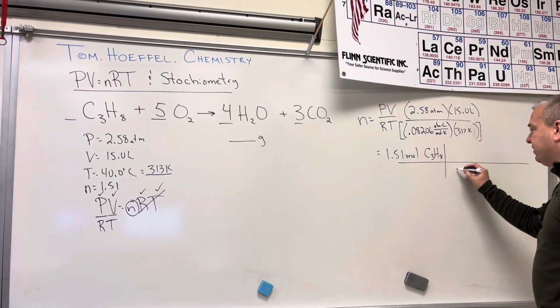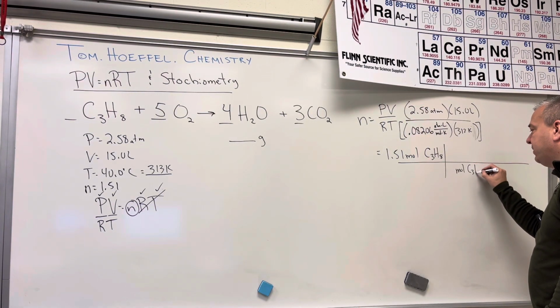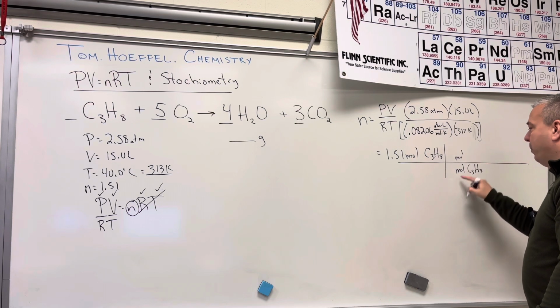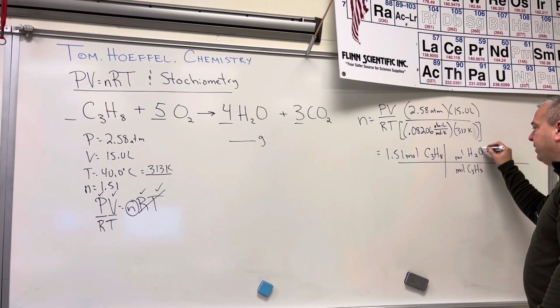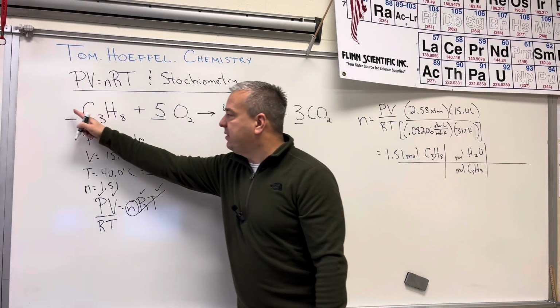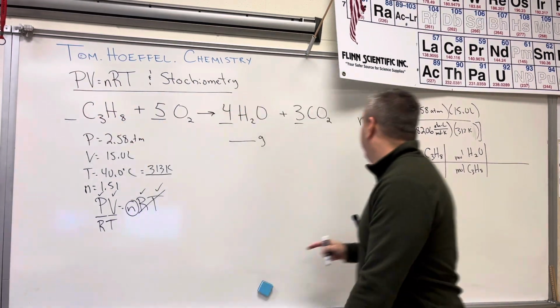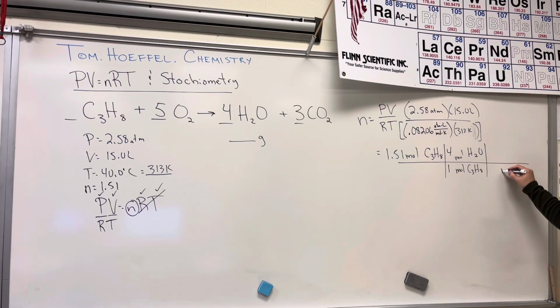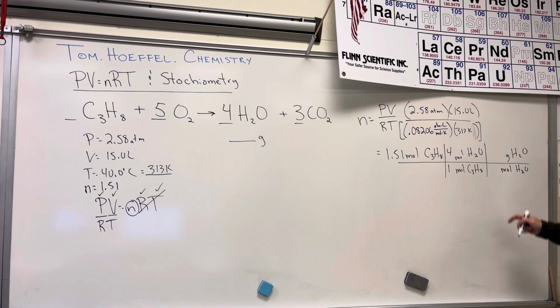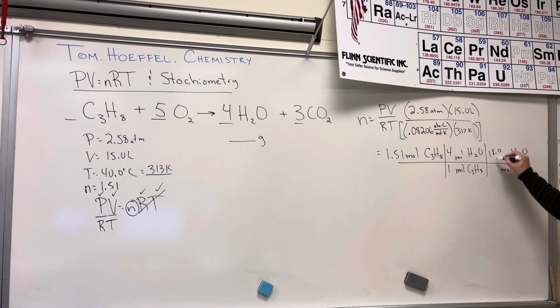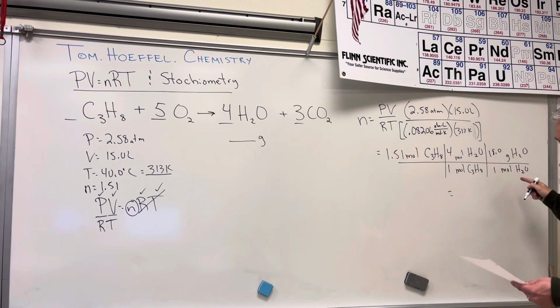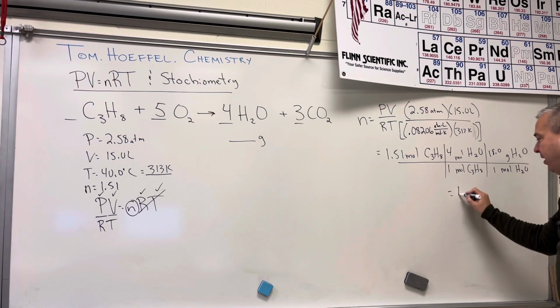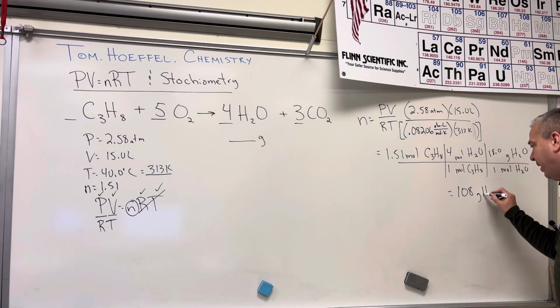And the way I'm going to do that is through a mole-to-mole conversion first. So moles of propane to moles of water. Using the coefficients, it's a 1-to-4 ratio, 1 for the propane and 4 for the water. And then I'm going to convert the moles of water into grams of water using the molar mass. And when I add up 2 hydrogens and an oxygen, it's 18 grams per mole. And when I do all of this math, it works out to be 108 grams of water.